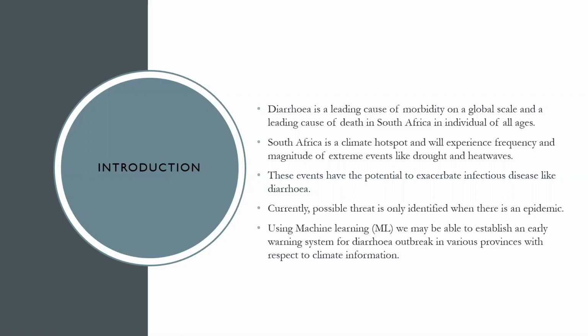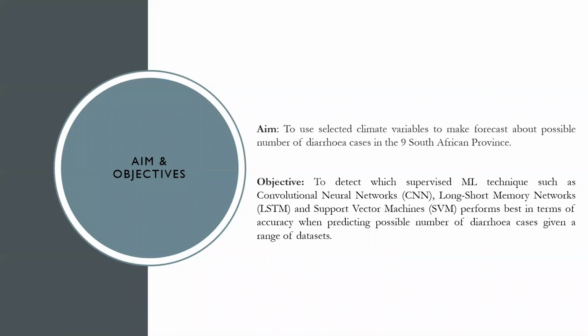Using machine learning, we may be able to establish an early warning system for diarrhoea outbreaks in various provinces with respect to climate information. The aim of this thesis is to use climate variables to make forecasts about the possible number of diarrhoea cases in the nine South African provinces. The objective is to detect which supervised machine learning technique is best when predicting an outbreak of diarrhoeal disease, given a range of data sets. So we've chosen convolutional neural networks, long short-term memory networks, and support vector machines for this thesis.